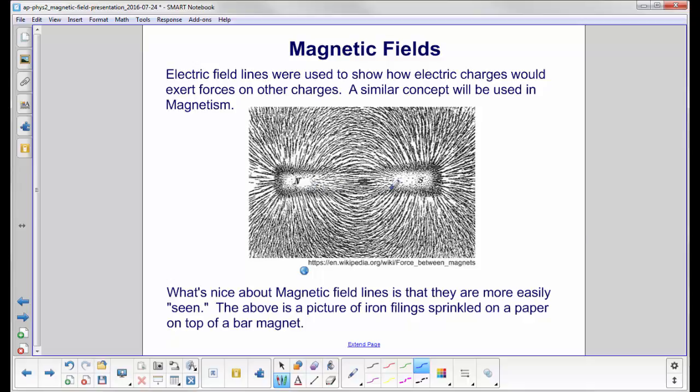The above is a picture of iron filings. We have these little tiny pieces of iron, and we dropped them on top of a paper that was on top of a bar magnet. So let's see, can you see the magnet here? And we're saying this is the North Pole and this is the South Pole. All the iron filings line up in the direction of the field lines.